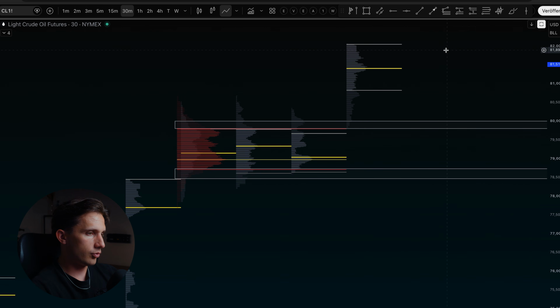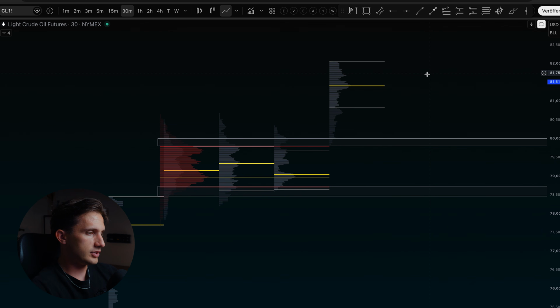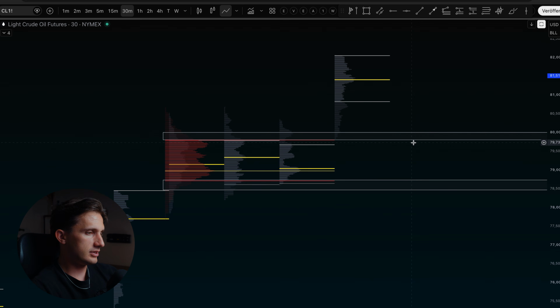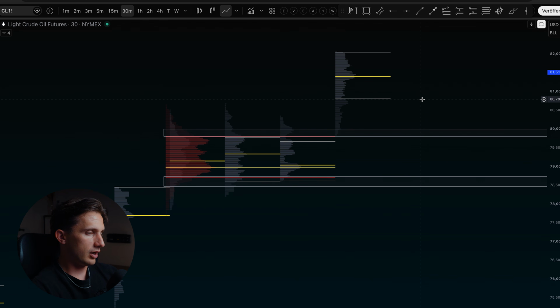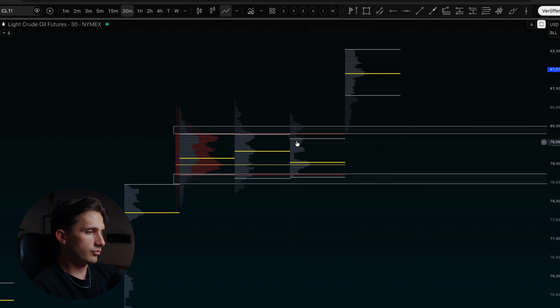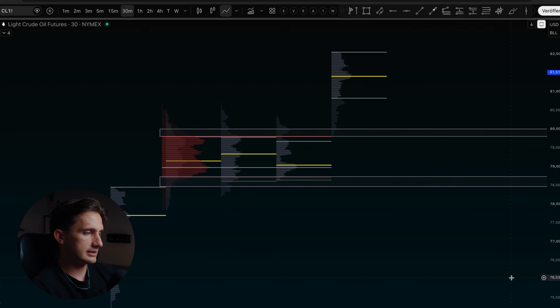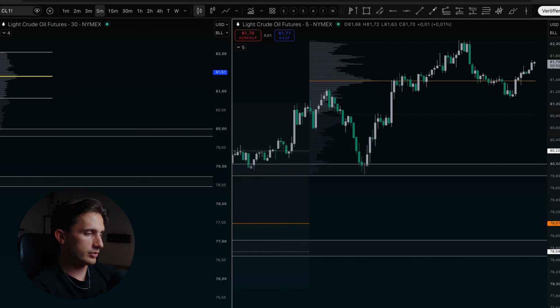So this is the whole analysis that I'm doing. It takes me about 15 minutes. I have my key zones and I know what to look out for. So as I said, I'm watching for long trades. Of course, you can do a counter trade as well, but let's see. Let's hop onto my trigger chart.